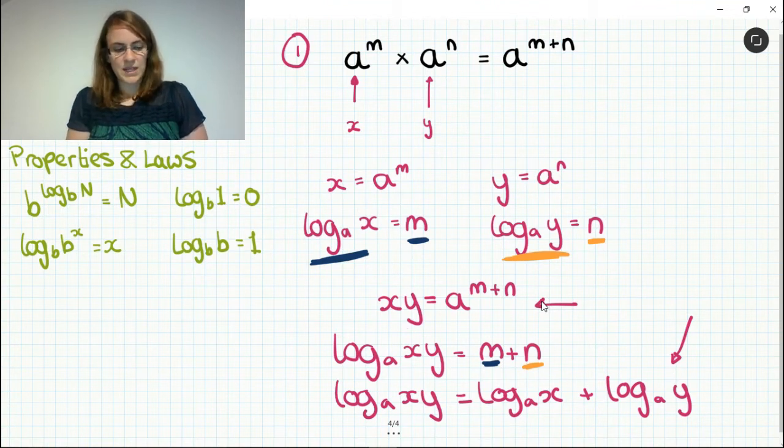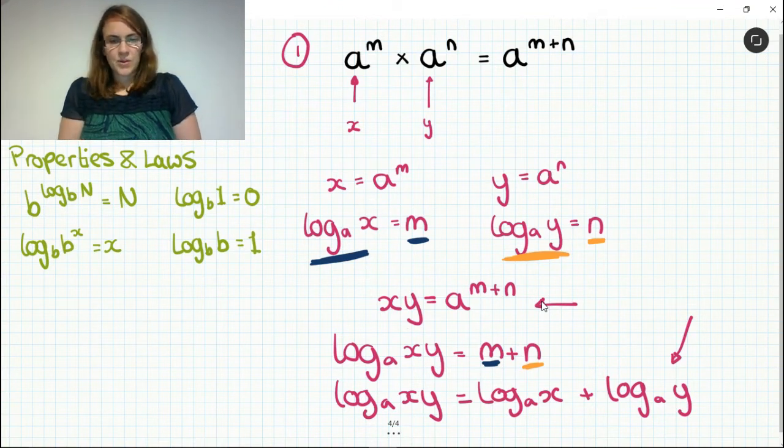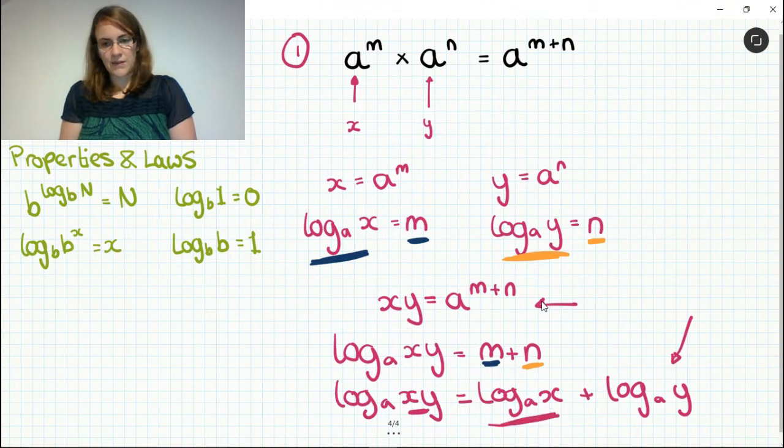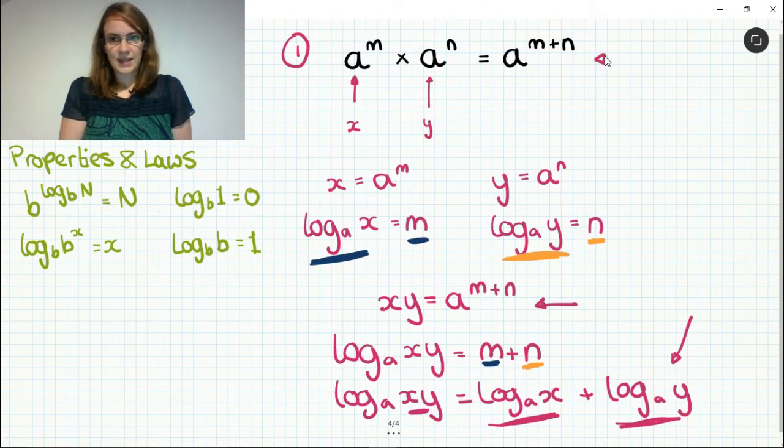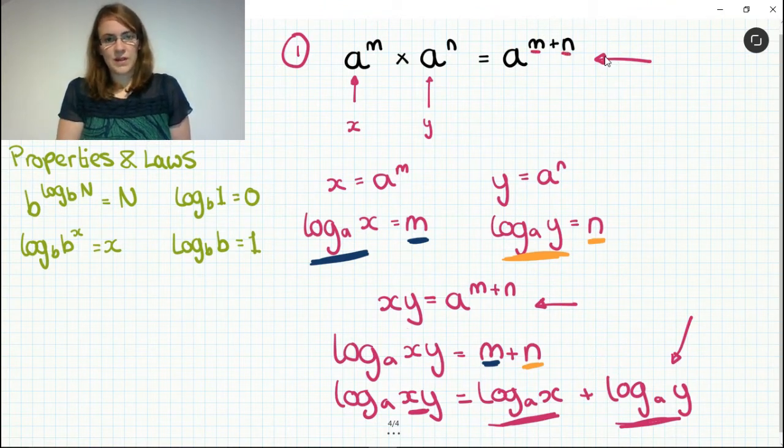Now let's go back to our indices laws and think about what this actually means. Remember, a log is just a power. So if we've got two numbers x and y, and we want the power that goes with our base a to get those two numbers multiplied together, well, what do you do with the powers? You add them. So log a of x is the first power, log a of y is the second power, and you add them together. So that is exactly the same as our original index law up here. It is saying the power of the two numbers multiplied together is the same as the individual powers added together, m plus n.